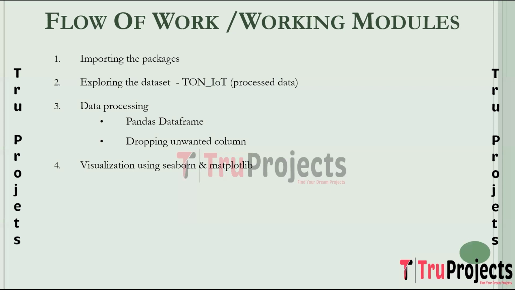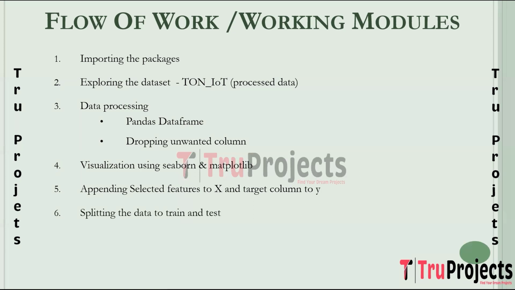Visualizing using Seaborn and Matplotlib. We use Seaborn and Matplotlib libraries to visualize various aspects of the dataset. This includes creating plots like histograms, scatter plots, and heat maps to explore relationships between variables and identify patterns and trends. The next step is appending selected features to X and target column to Y. Here we separate the dataset into features as X and the target variable as Y. Features are the input variables used to make predictions, while the target variable is what we want to predict.